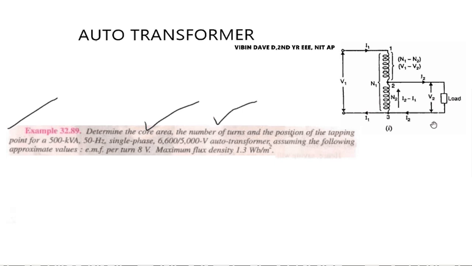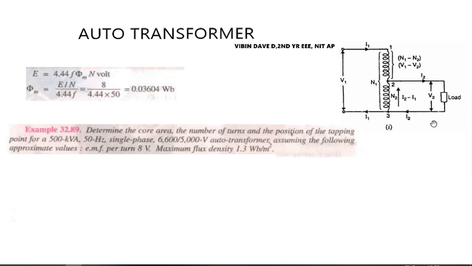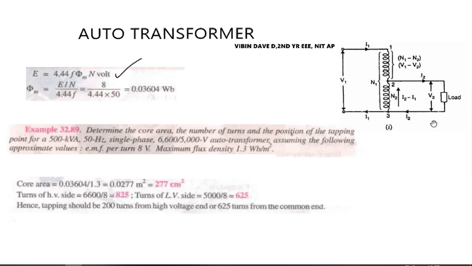This is different from the questions we have seen earlier. So let's see how we can solve it. I think you remember this equation also: E equal to 4.44 into frequency into phi m into N volt. Here we have EMF per turn, meaning E by N, and we have the frequency 50 hertz. So we can find the total flux linked. After finding it, we can find out the core area. The maximum flux density is 1.3 Weber per meter square. Then core area will be 0.03604, which is the flux linked, divided by 1.3, equal to 0.0277 meter square, equal to 277 centimeter square.